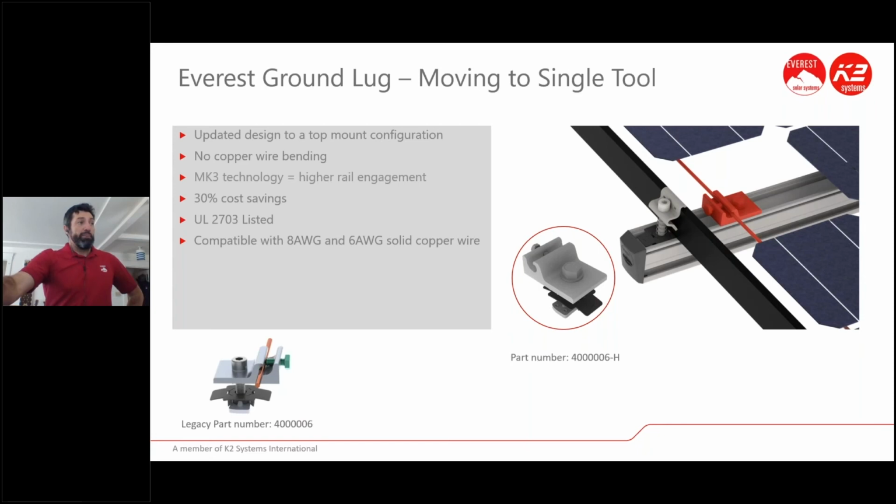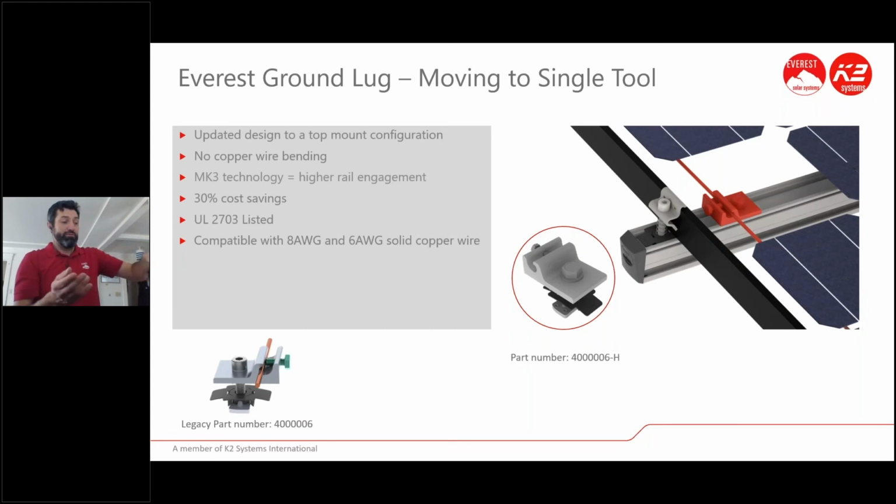So the Everest ground lug also uses the MK3 that I mentioned here, and this is again a part of the new system change where you have that hex on there, so it's single tool. This also allows you to engage it into the rail, so you can install it into the rail channel and have it flush with the rail on the top, and then you can have your ground wire run into there. So this is designed to grab the rail.